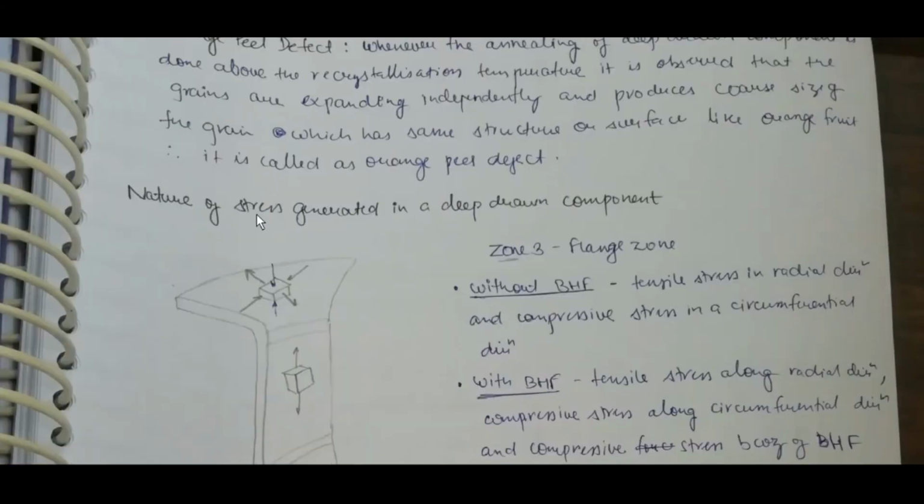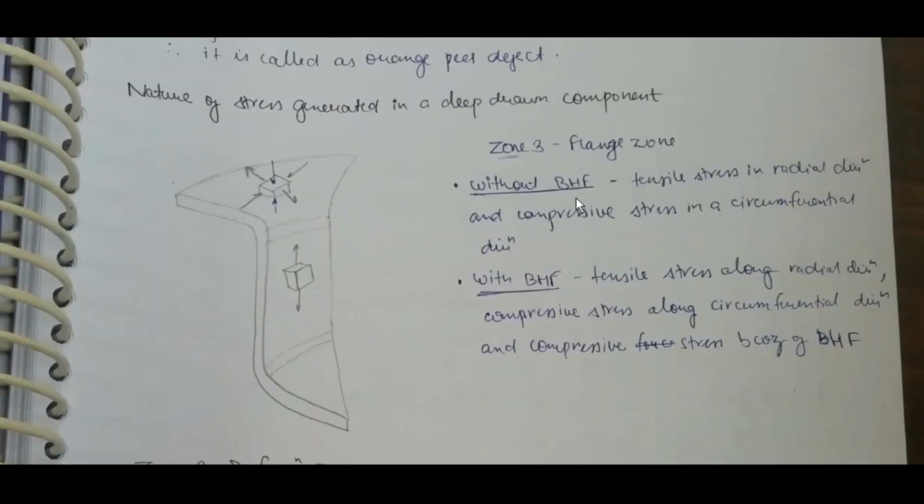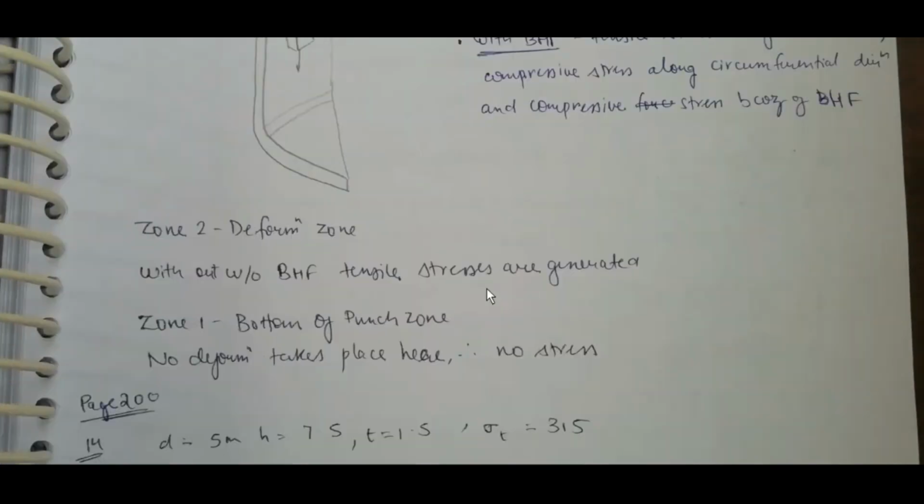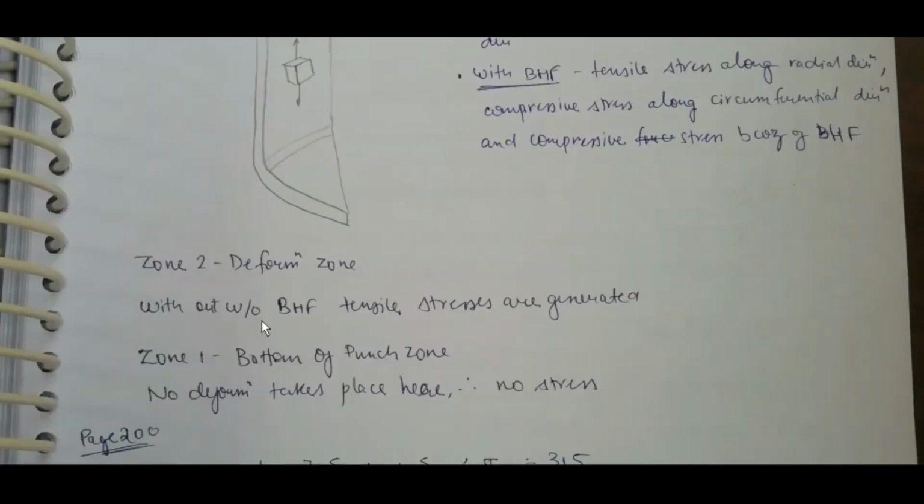Nature of stress generated in a deep drawn component. Zone 3, flange zone. Without blank holding force, tensile stress in radial direction and compressive stress in circumferential direction. With BHF, tensile stress in radial direction, compressive stress along circumferential direction, and compressive stress because of BHF. Zone 2, deformation zone: with or without BHF, tensile stresses are generated. Zone 1, bottom of punch zone: no deformation takes place here, therefore no stress.